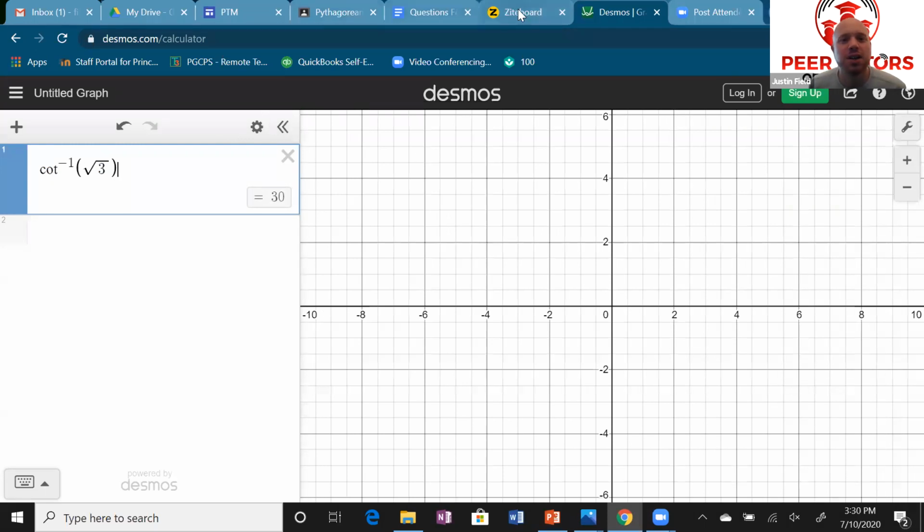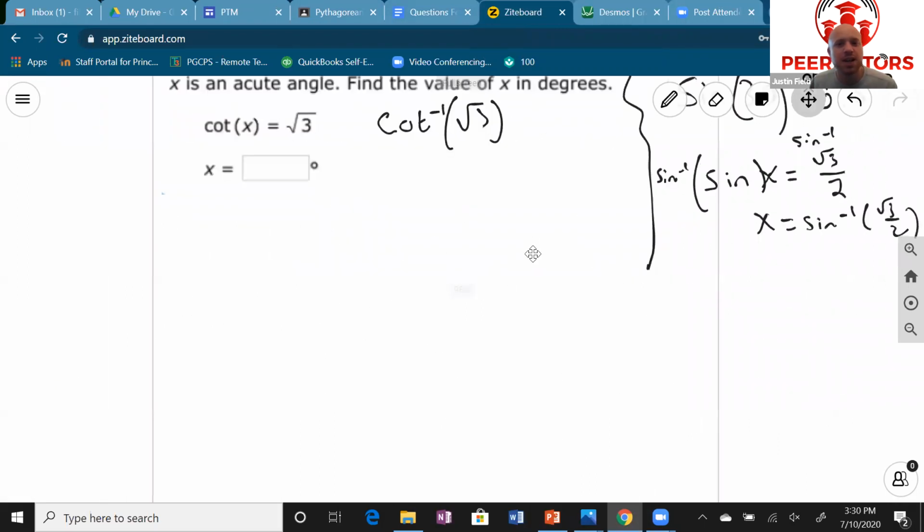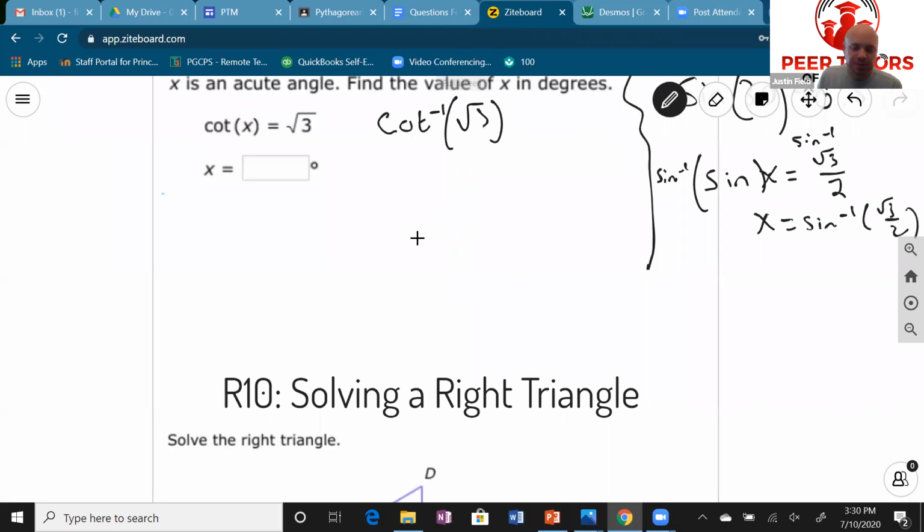Okay, but what I want to do is tell you what in the world is cotangent. We haven't talked about that yet. Okay, so let's talk about that. In the last problem I told you about SOHCAHTOA. And the next generation of mathematicians, they said, wait a minute, I want to discover something new. Let's flip everything.